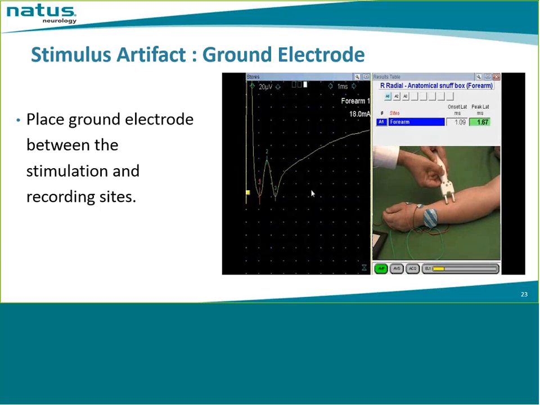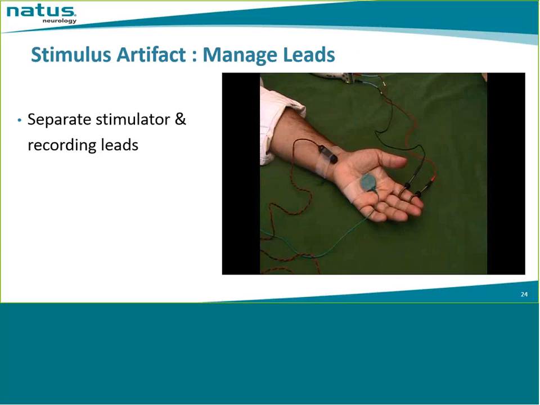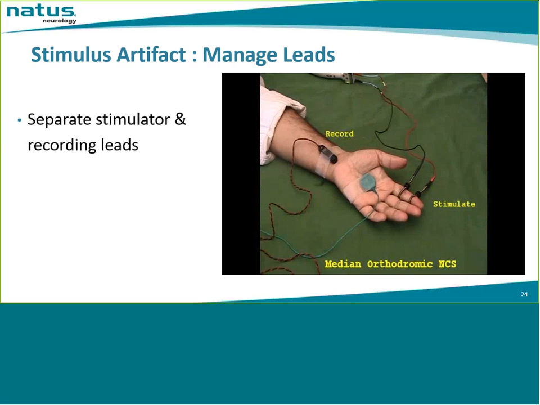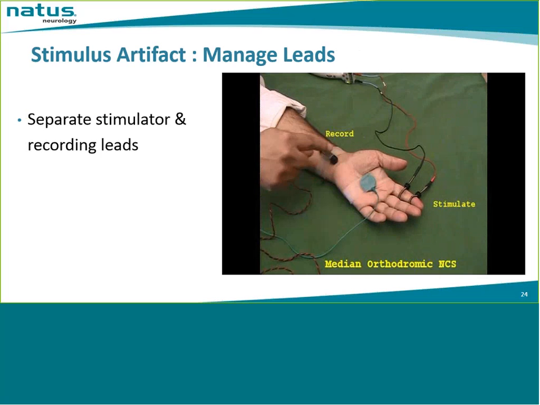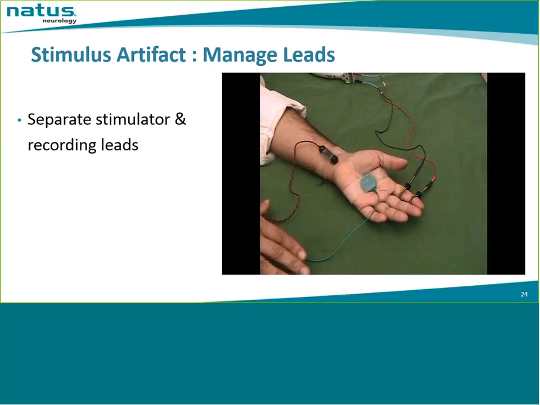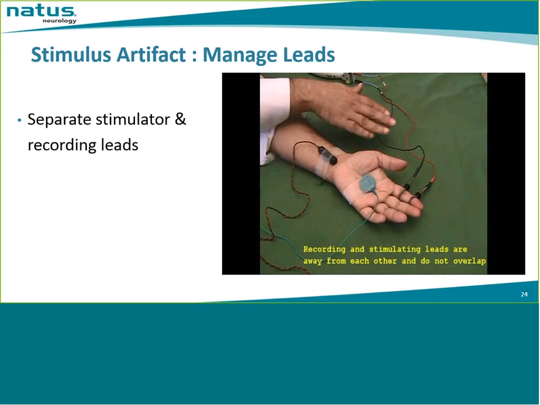The cable from the stimulator also behaves as an antenna, and it will give out electromagnetic radiation, or stimulus artifact, every time we stimulate. What we like to do is keep the recording and stimulating cables away from each other, as you see in the current setup. This is going to be an orthodromic conduction study stimulating the index finger. We have a beautiful sensory nerve action potential. The stimulus artifact can be seen at the beginning, and there is a nice baseline.